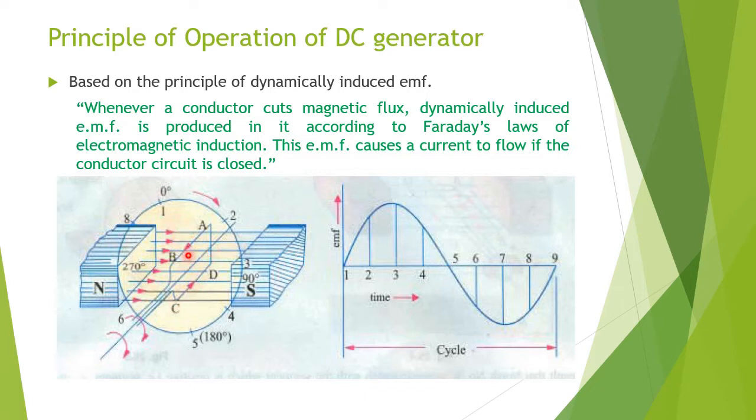Here in the generator we are giving a mechanical input. So if the coil starts rotating, it cuts the magnetic flux produced by these poles. So now an EMF is induced. EMF means the force required for the flow of electrons. So automatically when EMF is induced, the flow of electrons takes place and current flows. If the circuit is closed, current flows in the closed circuit.